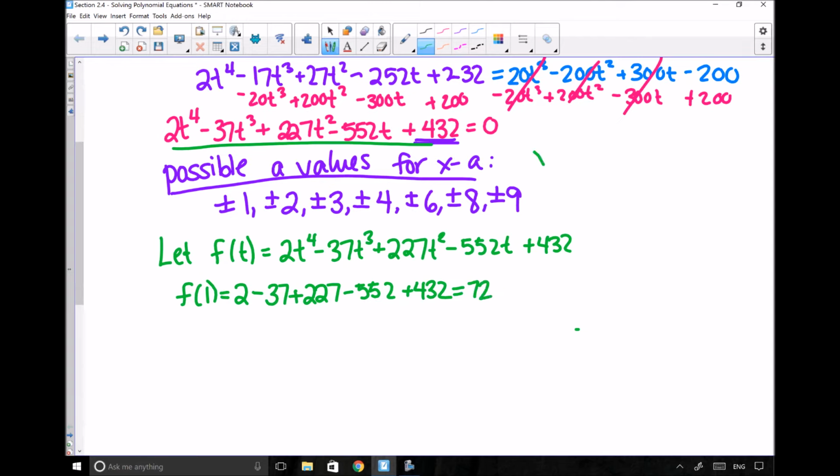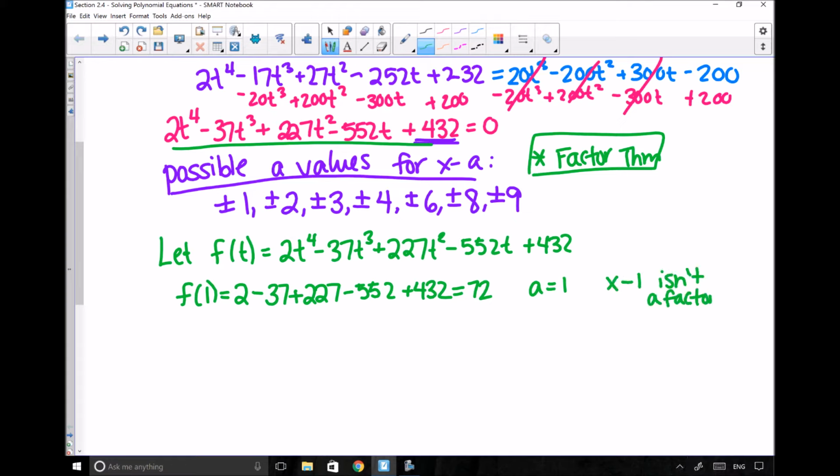By the way, I'm going to make myself a little note that I'm using the factor theorem to figure this out. Okay, that's what my process is right here. So I get 72. I know that it doesn't have a remainder of 0, so a equals 1 will not work, so x minus 1 isn't a factor.